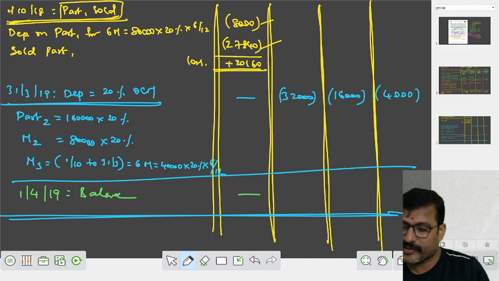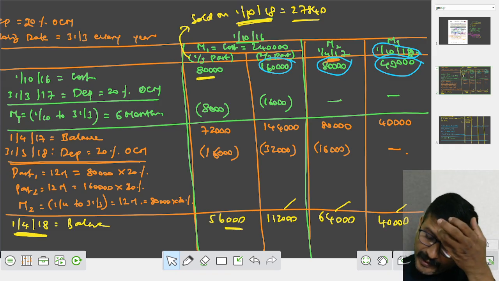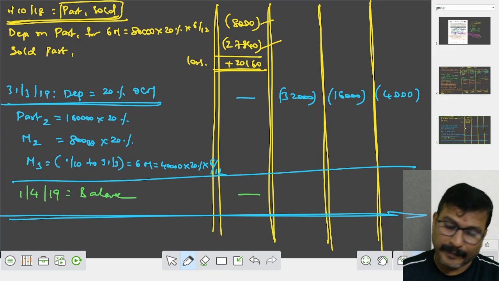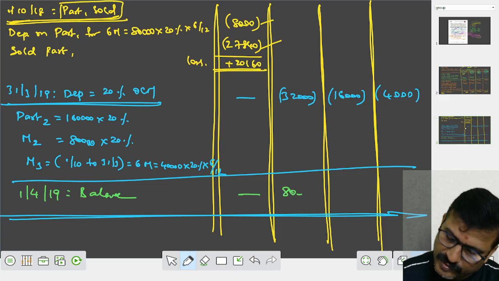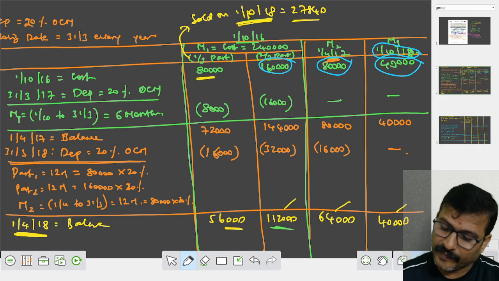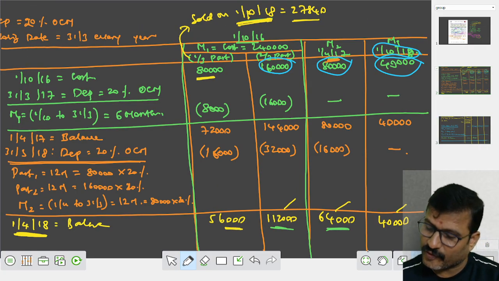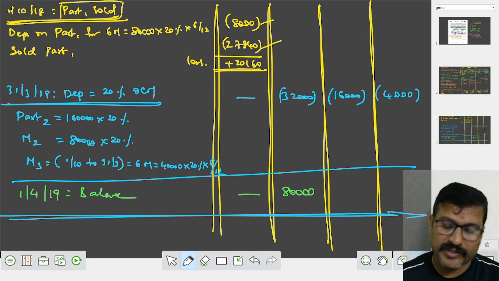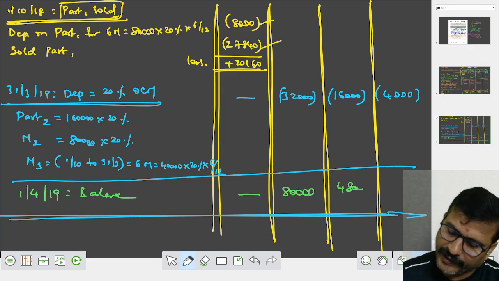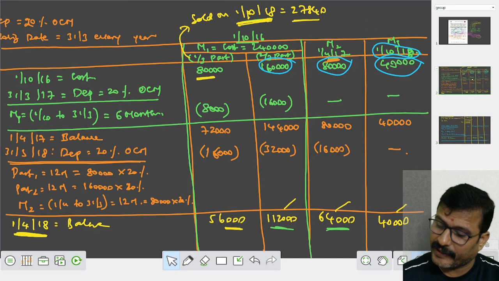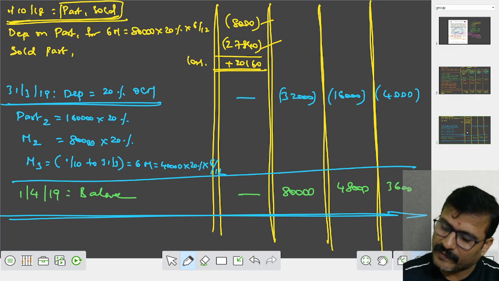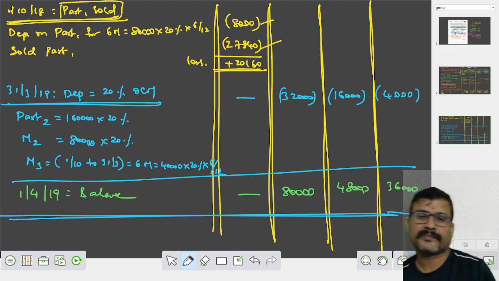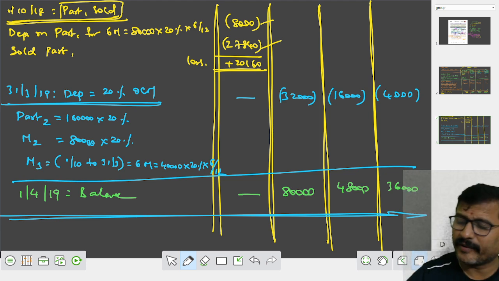First part, see, out of 1,12,000, subtract 32,000, it comes to rupees 80,000. In M2, out of 64,000, subtract 16,000, it comes to 48,000. In M3, we have 40,000, subtract this 4,000, it comes to 36,000. This completes all your calculations.